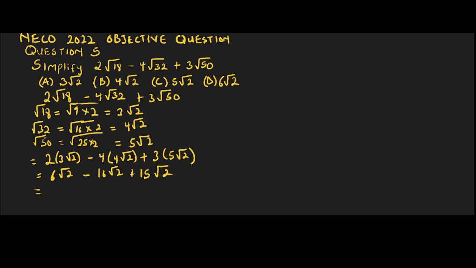Then we simplify this. 6 root 2 plus 15 root 2 minus 16 root 2. 6 root 2 plus 15 root 2 is going to give us 21 root 2 minus 16 root 2. 21 minus 16 root 2 is going to give us 5 root 2. Yeah, the final answer here is 5 root 2. So our option here is option C.